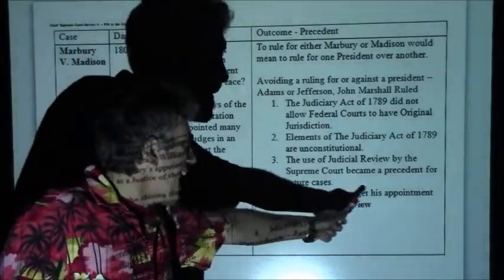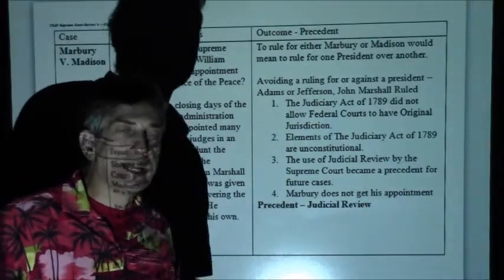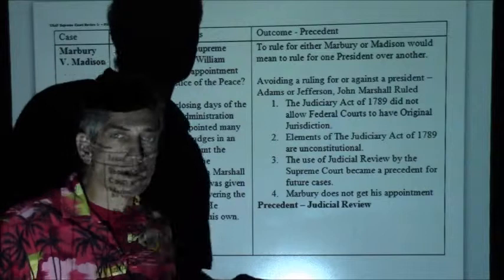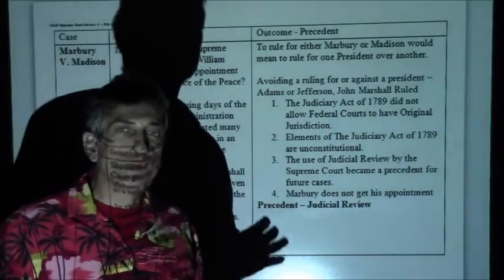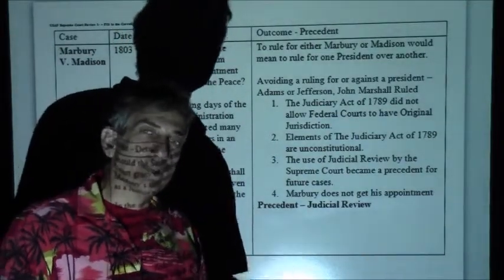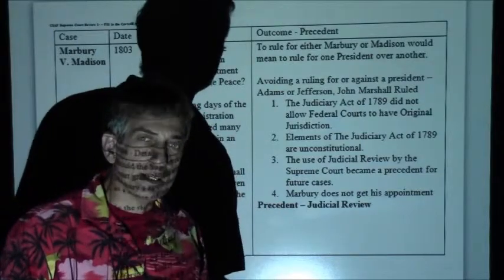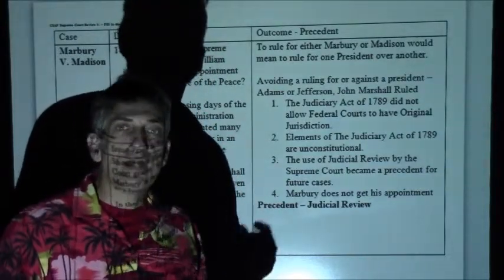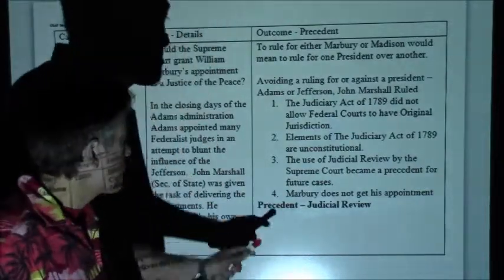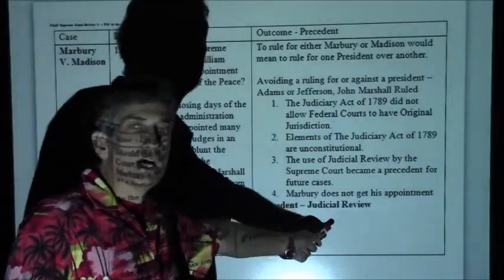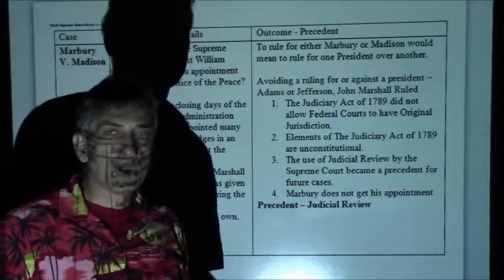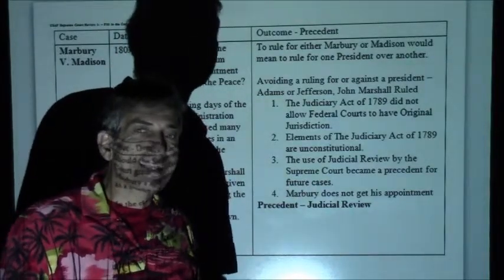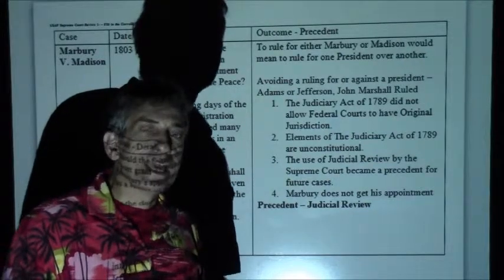So Marbury does not get his appointment. He does not get it. Madison doesn't win and Marbury loses, that's for sure. But you have to be careful how you word it, because if you word it that Madison wins, then you don't understand the decision. The decision is that the law that all this was based on was fundamentally flawed, thereby unconstitutional. So the precedent we get here is the idea of judicial review, that the Supreme Court can determine whether a law is valid and constitutional, and if it's not, it can nullify that law.